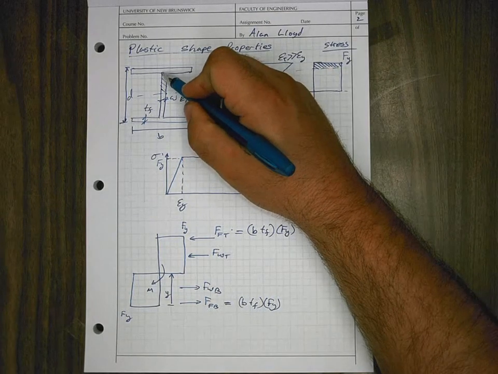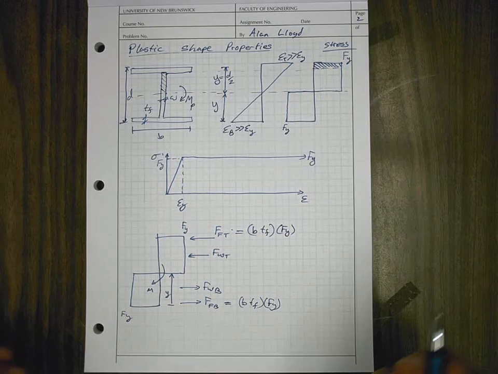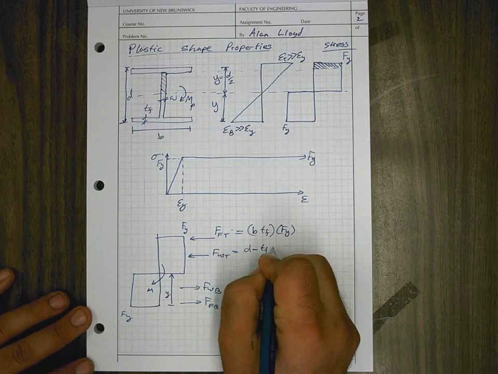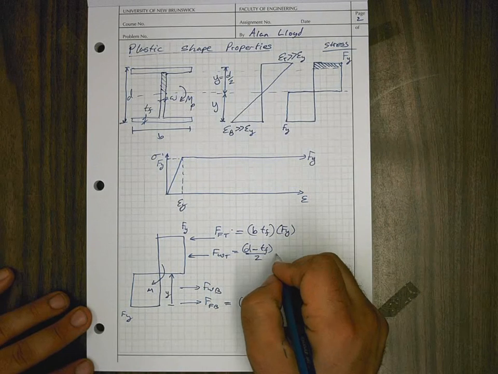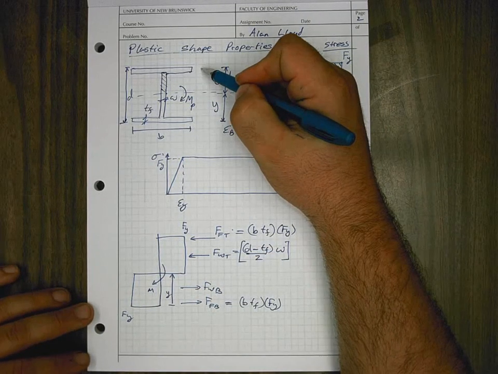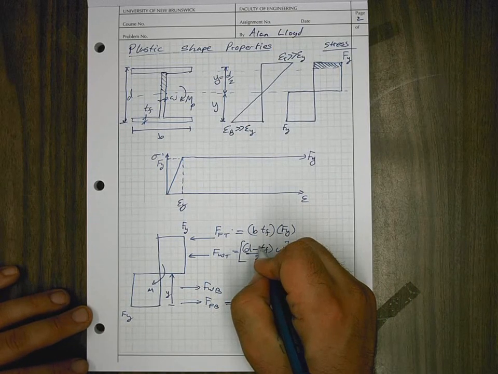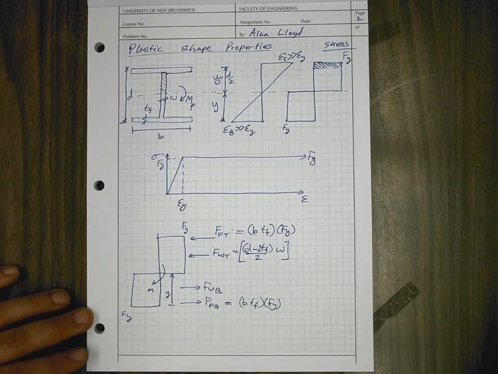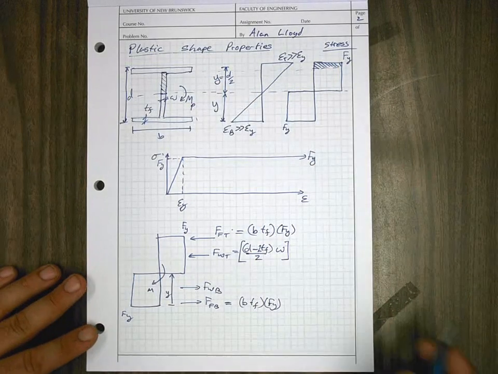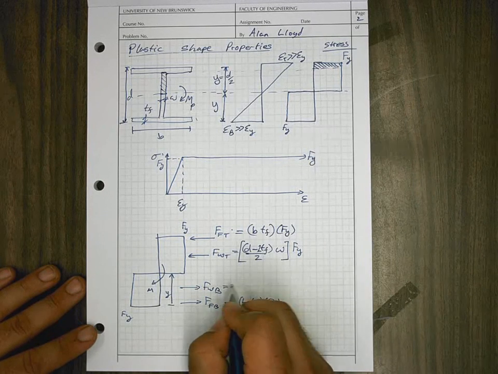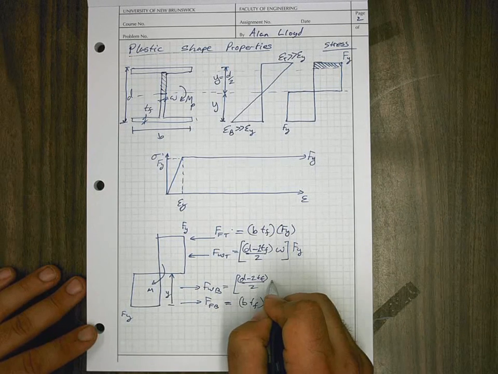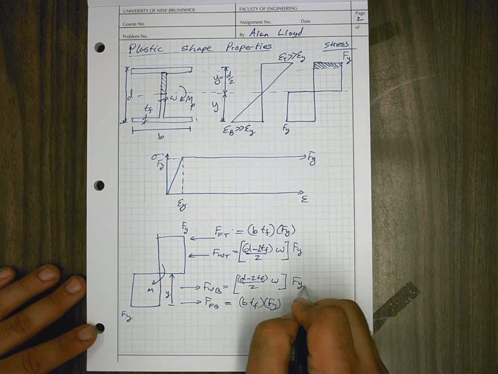Now Fw, the force in the web between the neutral axis and the top flange, is the area of this web multiplied by the stress. So the area will simply be d minus the flange thickness divided by 2 multiplied by w. So this is the area. D is the whole height minus 2TF. D minus 2TF divided by 2 multiplied by W is the area of that section. And to that we multiply by Fy. And at the bottom we end up with D minus 2TF all over 2 times W multiplied by Fy again.